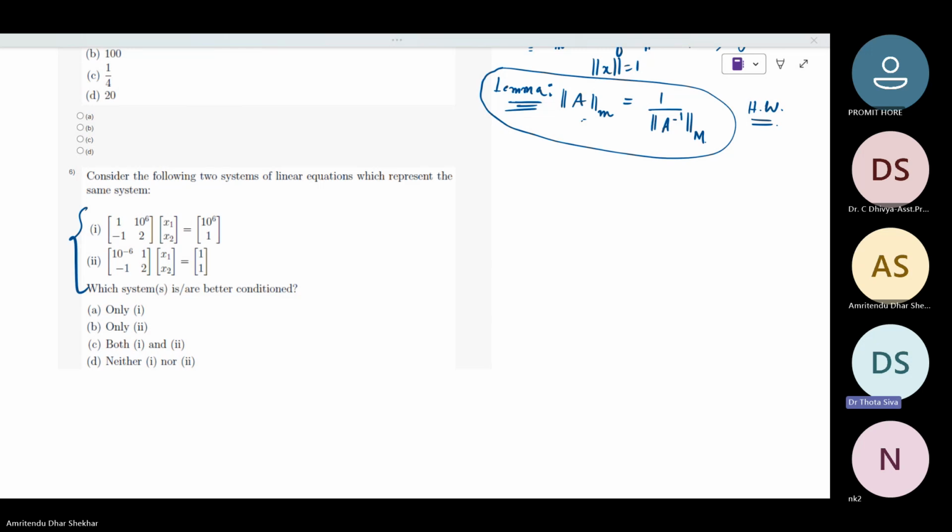I think for practical purpose only, sir. I don't know. Yeah, exactly. But what is the practical purpose? It depends on the problems.